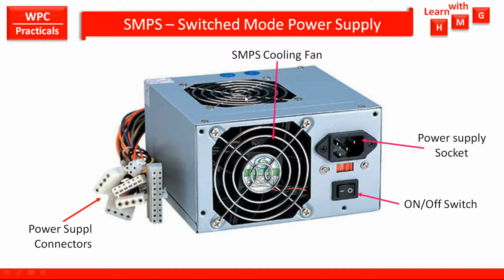Then here also there is a cooling fan. 2 cooling fans are there. You can see this circular area where the heat is dissipated or exhausted outside this SMPS, and an on off switch may be there to make it on or off. So this is again one component available inside the PC panel.